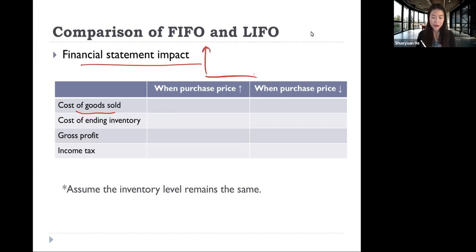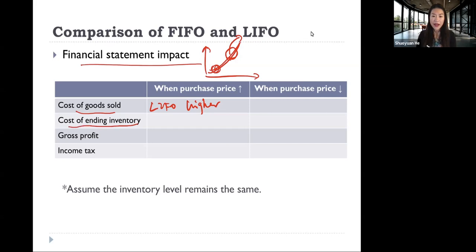So if the purchase price is going up, which one will be higher? LIFO will be higher. Why? Because here it is cost of goods sold. So if the purchase price goes up, under first in, first out, we're going to take the lower price. Versus if we're using last in, first out, the higher price goes out. So LIFO will give you a higher cost of goods sold.